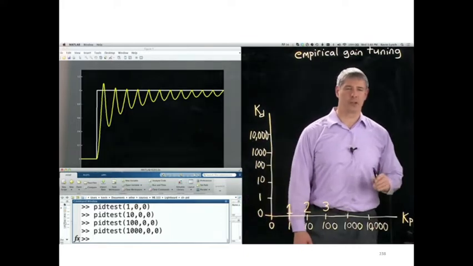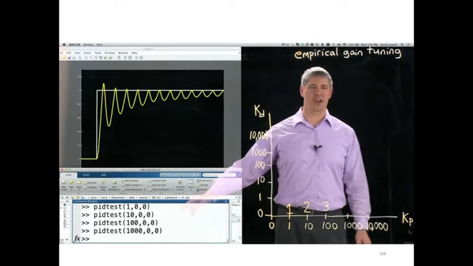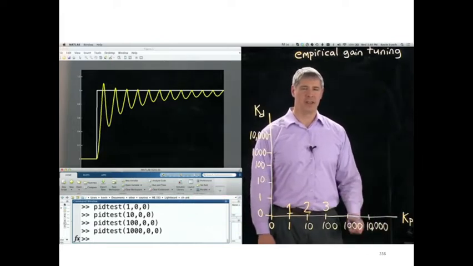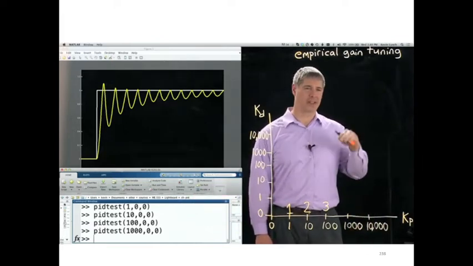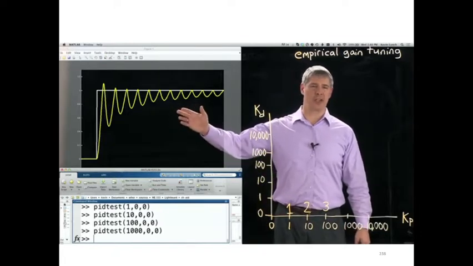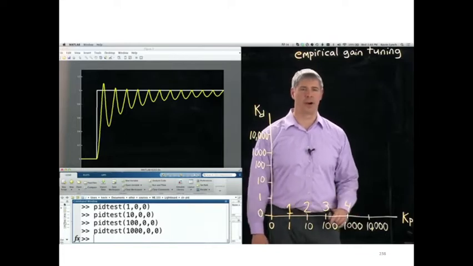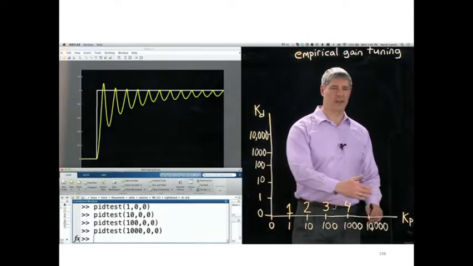And in fact, if we took a look at our control signal, we would see that because we have such large gains for K sub P, the control signal is always saturating. It's always at its maximum or minimum limit. So we're getting this kind of strange looking behavior here, and that says we've probably gone too far just in the K sub P direction.